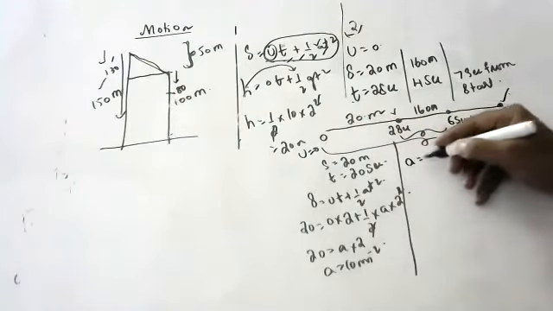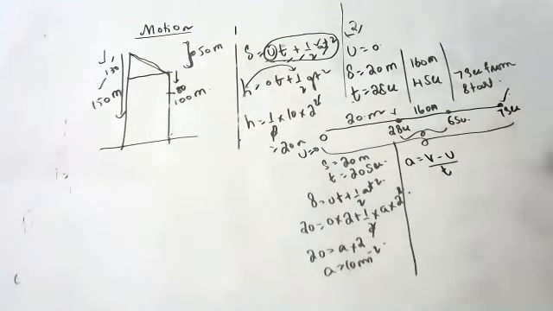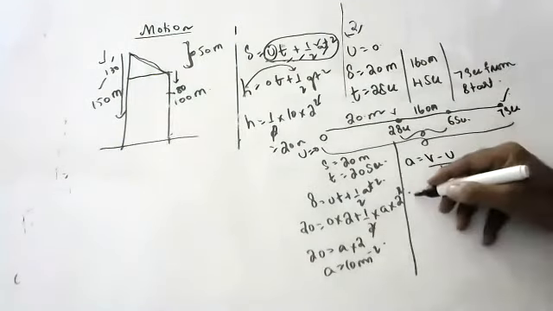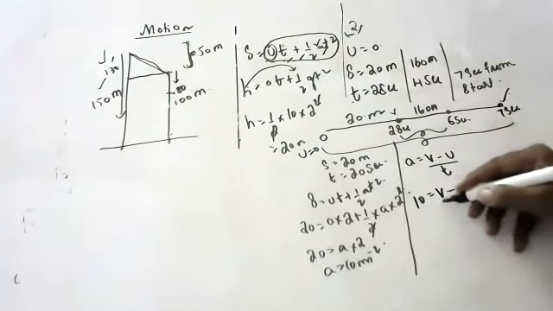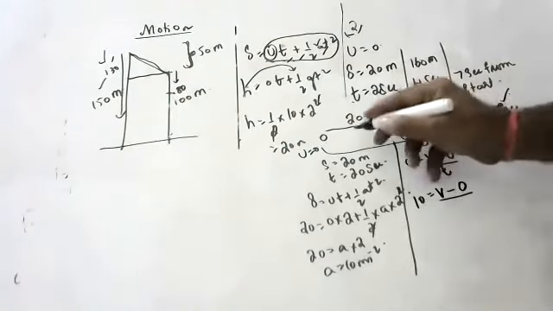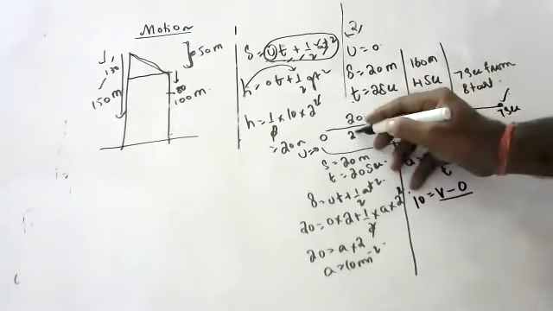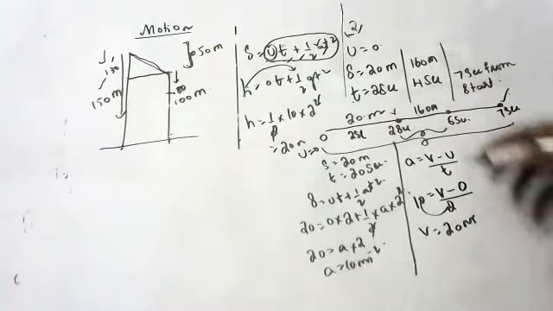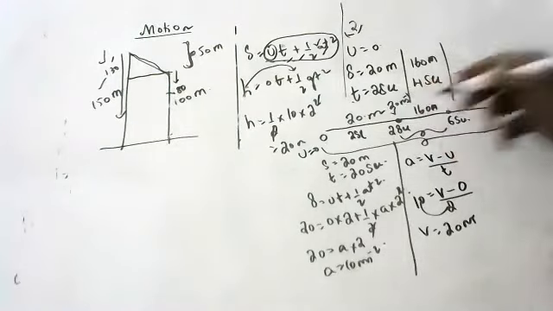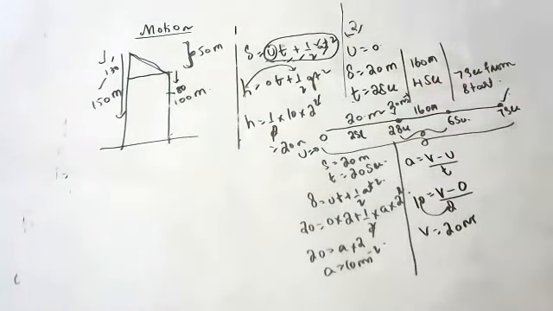We know a is equal to (v minus u) by t. Please check that. Acceleration is 10. v we don't know. u is how much? u is 0. By time, in 2 seconds. So here his speed will be 20 meters per second.